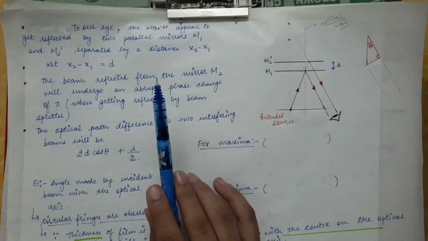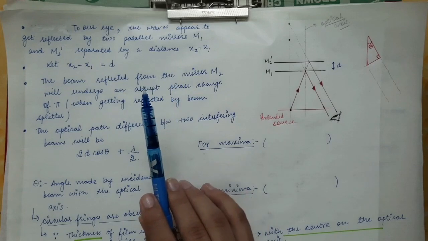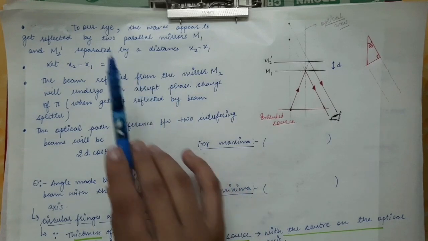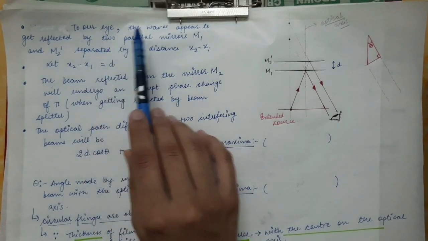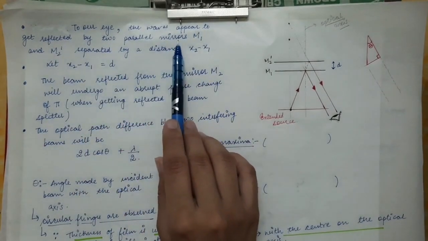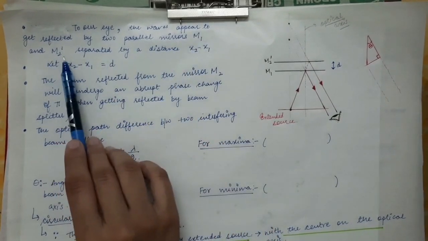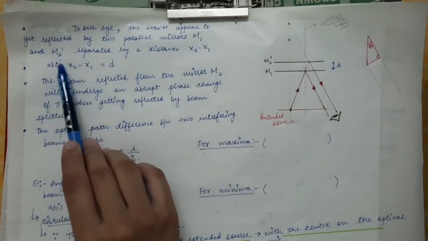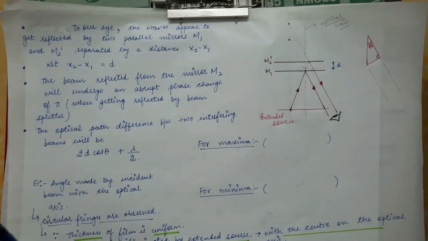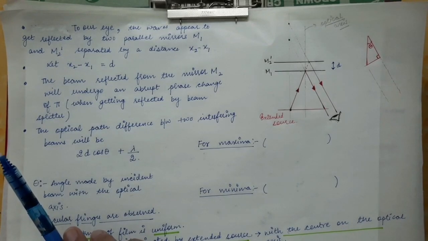The reflected and the transmitted rays traveled some distance and got reflected by the plane mirrors. Now to our human eye, the waves will appear to get reflected by two parallel mirrors that we had drawn. Two parallel mirrors, M1 and M2 prime. So instead of M2, now we will talk about M2 prime, which is the virtual image of the mirror M2.